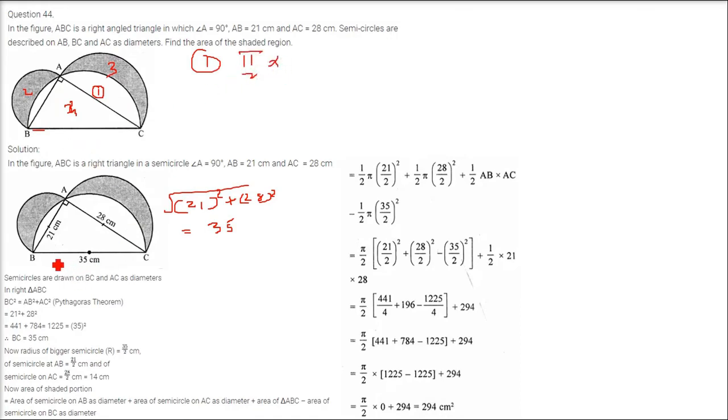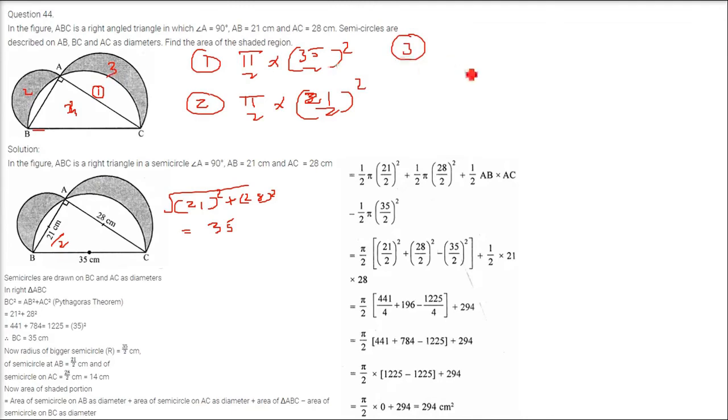What is the radius? See, the diameter is 35, so it will be pi by 2 into 35 by 2 whole square. Now the second one, which is this region, will be pi by 2 into, this is 21, so radius will be 21 by 2, whole square. Then the third one is this one: pi by 2 into, the diameter is 28, so we take 28 by 2 whole square. This is the radius.